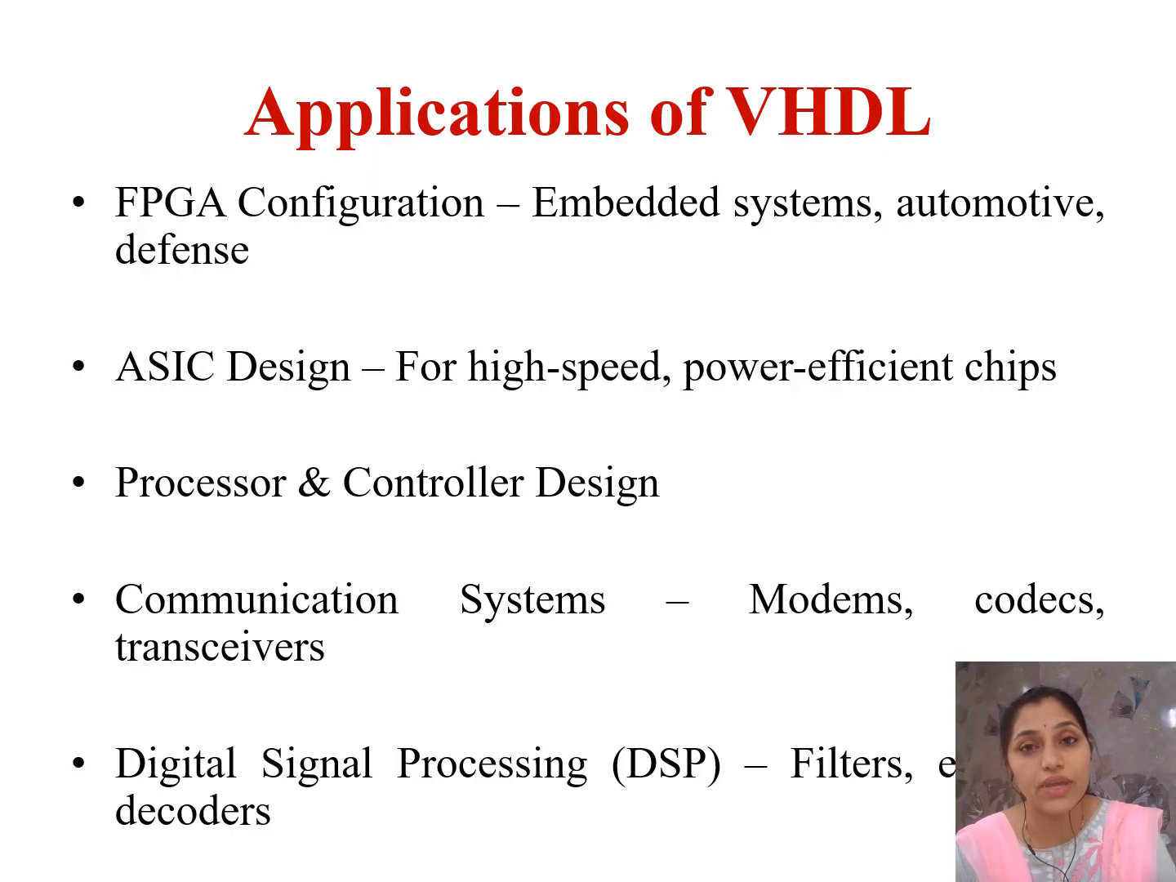Applications of VHDL, where VHDL is used. So see, we started with the definition of VHDL, then we discussed the structure of VHDL code. It contains library, package, entity, architecture. So we discussed packages, libraries, then modeling styles which we use in architecture. Now let's see where VHDL is used. It is used in FPGA configuration for embedded system designs, automotive, defense.